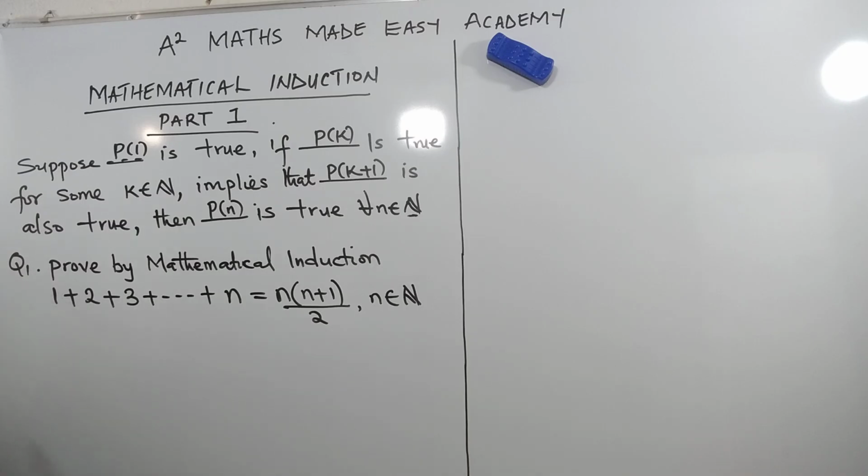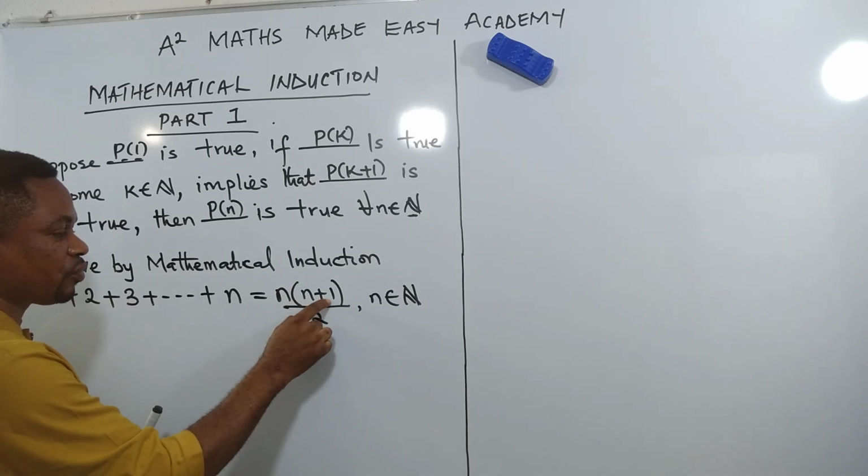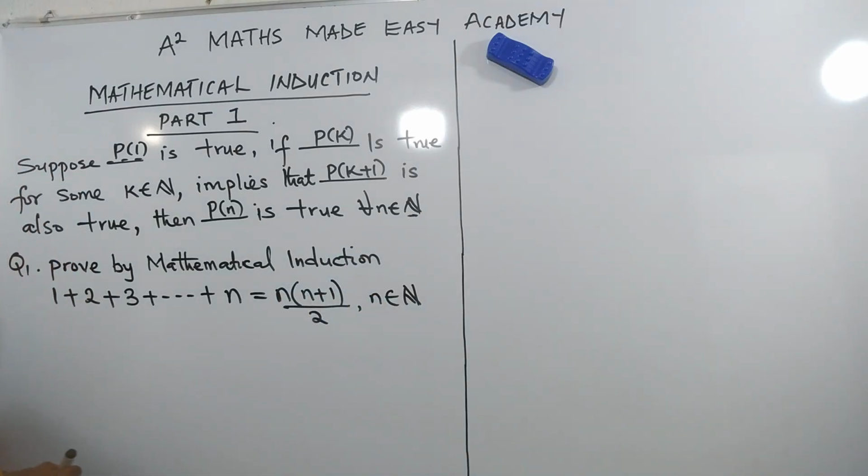Can we quickly look at question number 1? Question number 1 says, prove by mathematical induction that 1 plus 2 plus 3 plus dot dot dot plus n is equal to n bracket n plus 1 close bracket all over 2, where n is a member of natural number. Are you with me? Now, there are 3 things that you should note, especially when solving mathematical induction. Number 1 is the base case.